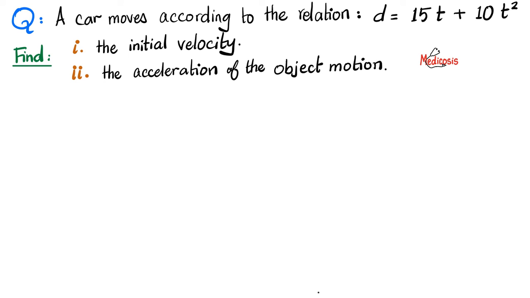Now this question becomes so basic that the pH is starting to rise. See, all you gotta do is to write both equations under one another. Here is 15t plus 10t squared. And this looks like what?